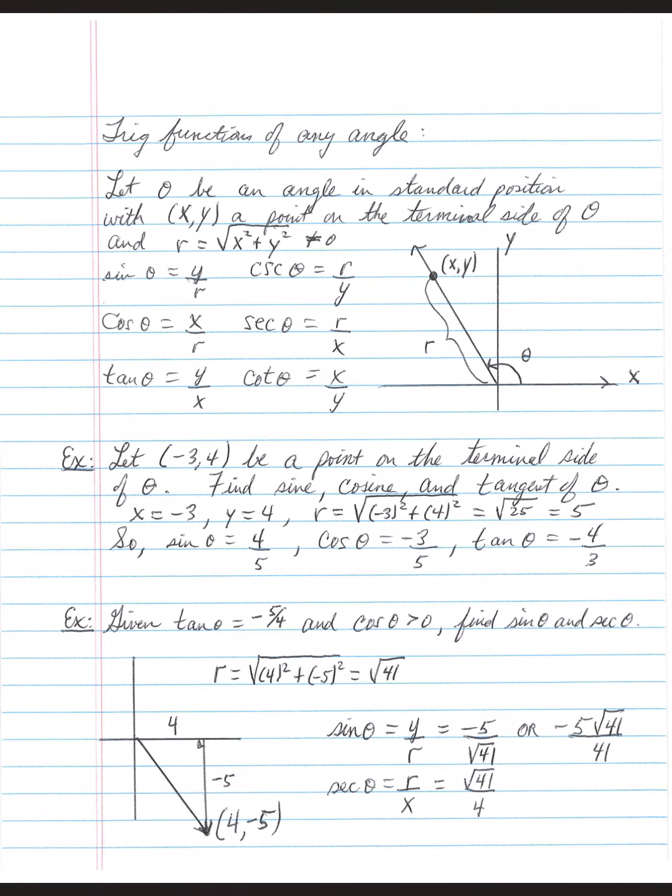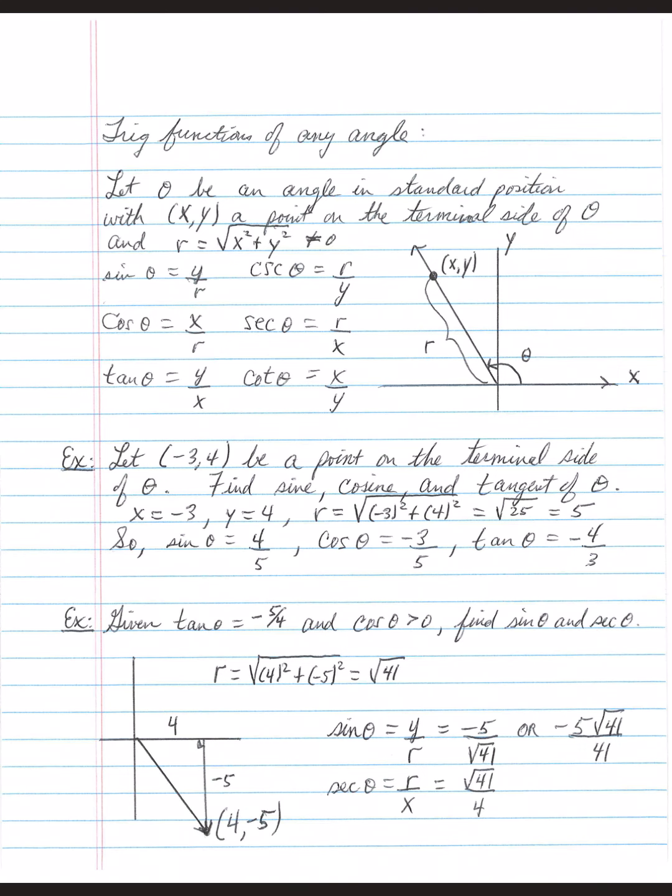sine of that angle is the y coordinate over the distance from the origin to the point given. Cosine is x over r, tangent is y over x, and then we recall from the previous videos, these other three are just reciprocals. So the main thing is to realize you'll be given a point, an x and a y coordinate, and you can calculate r, the distance from the origin to that point, by using this formula.